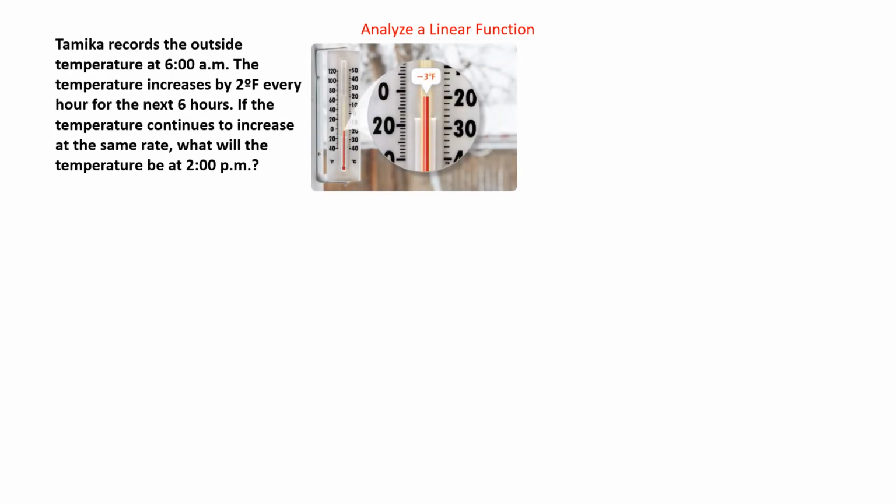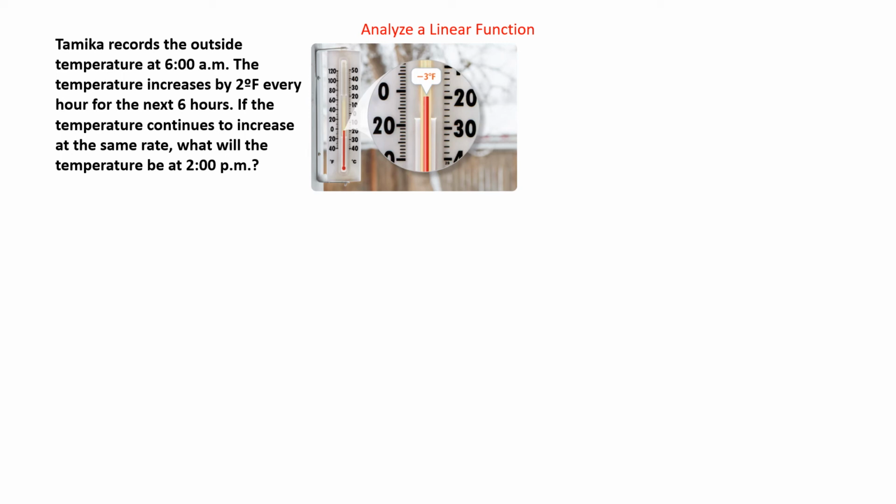All right. And finally, for today, we're going to analyze a linear function. So first we're going to make it, we're going to graph it, and then we're going to see how much sense it makes. So our problem here, Tamika records the outside temperature at 6 a.m. The temperature increases by 2 degrees every hour for the next 6 hours. If the temperature continues to increase at the same rate, what will the temperature be at 2 p.m.?